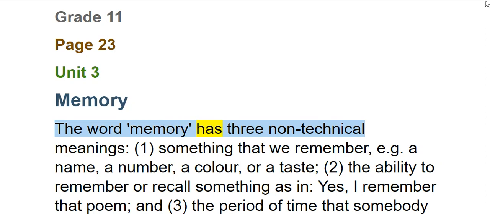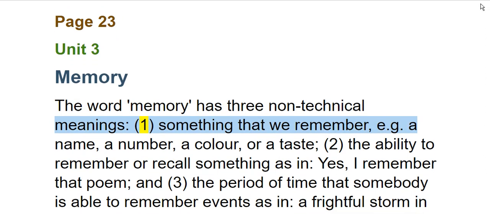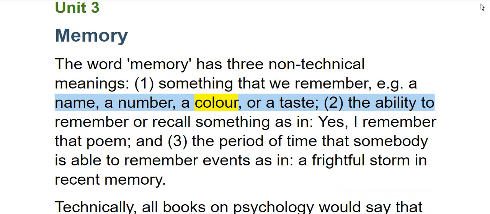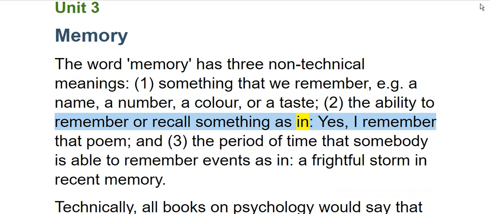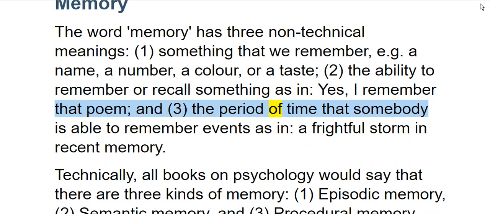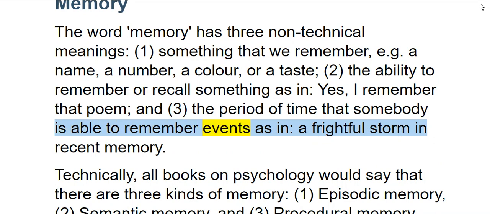The word memory has three non-technical meanings. 1. Something that we remember, e.g. a name, a number, a color, or a taste. 2. The ability to remember or recall something, as in, "Yes, I remember that poem." And 3. The period of time that somebody is able to remember events, as in, "a frightful storm in recent memory."